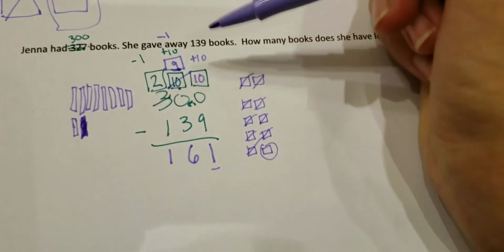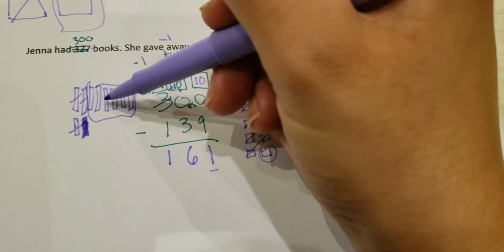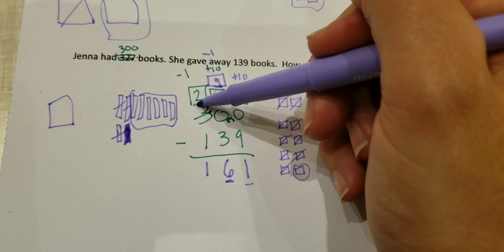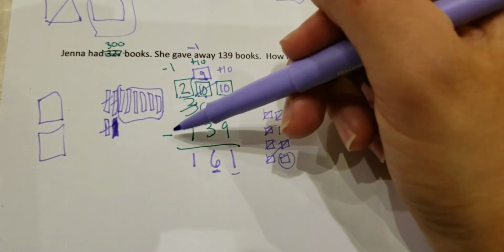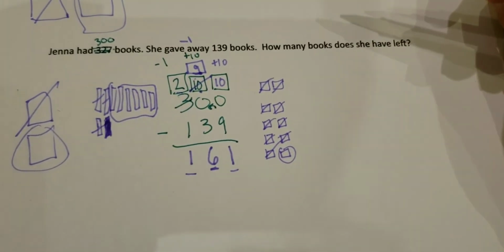1, 2, 3, 4, 5, 6, 7, 8, 9. That is correct. 9 minus 3, 1, 2, 3. And that leaves me with 1, 2, 3, 4, 5, 6. That's correct. 2 in the hundreds place value minus 1 leaves us with 1.